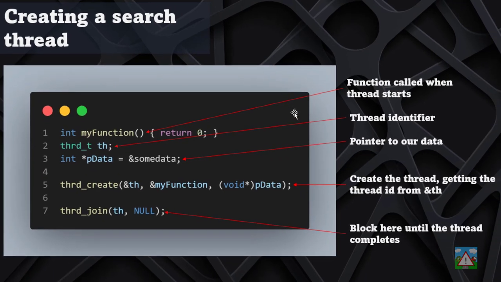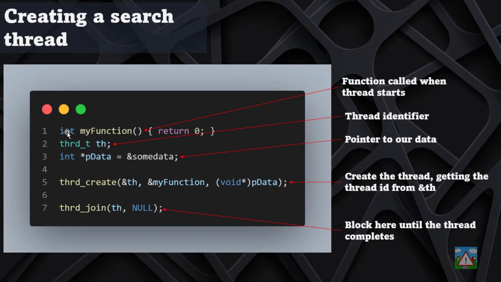So in very, very simple code, how will that actually look? Well, on line one here, we have a function which doesn't do anything apart from just return zero, but we'll just call it my function. On line two, we have our thread identifier here. And on line three, we have a pointer to some data. Now here, I've just called it some data. It could be anything, our chess position, some numbers, a menu of burgers, or anything like that. It doesn't really matter. It's just a pointer to some information.